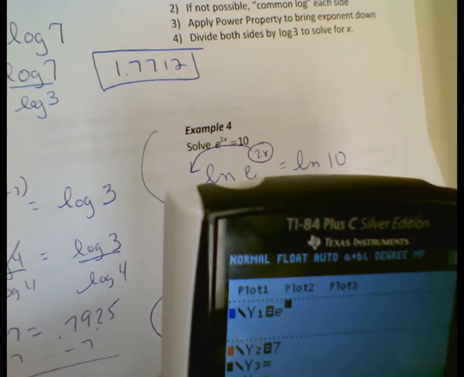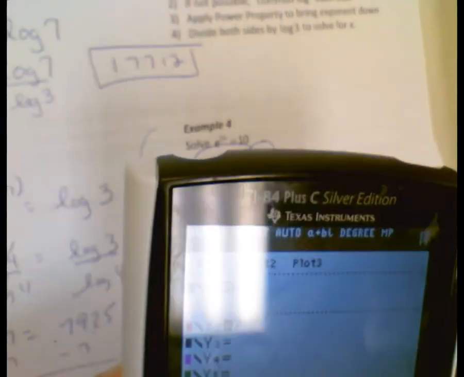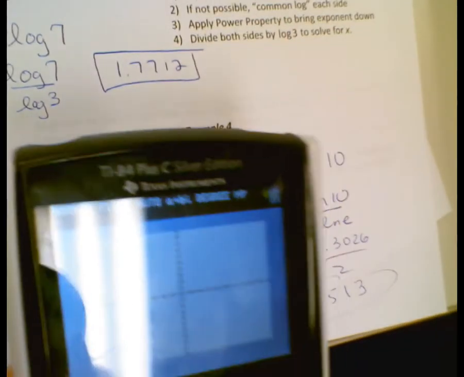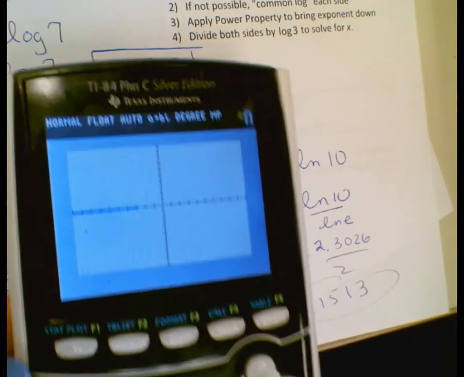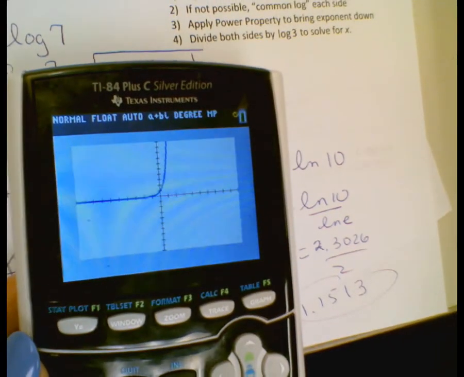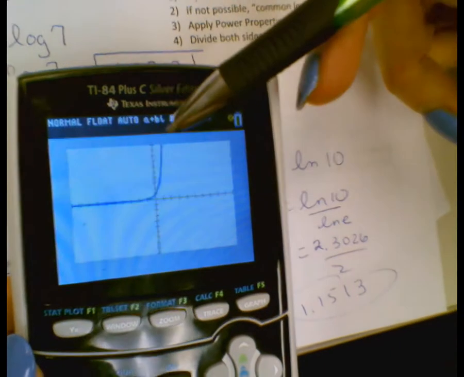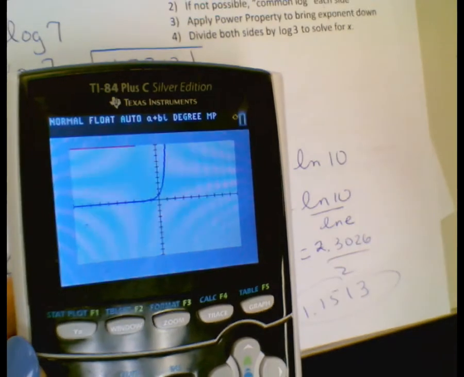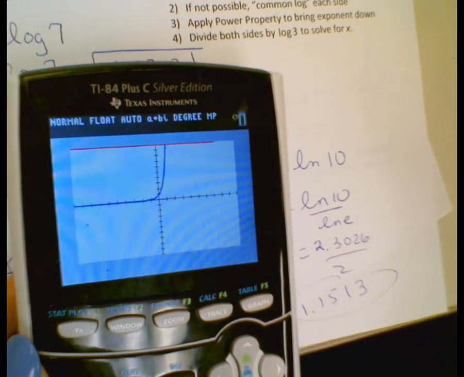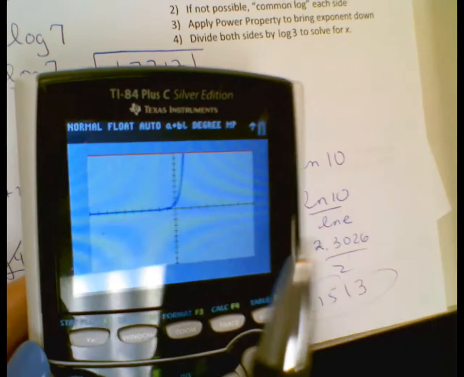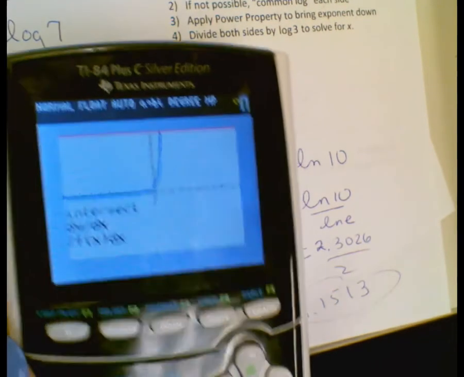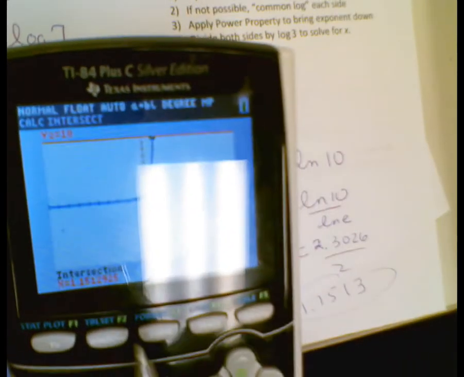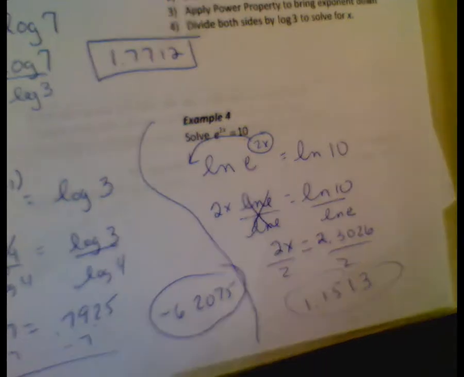If we do this on our calculator, you would press in e to the x. Oh, it's e to the 2x. That's my fault. 2x. And then this one's 10. But you're going to notice that you can't see. This is what you're first going to see is e to the 2x. Now the 10 is going to be way up here. You might not be able to see it. You can barely see it. So I'm not sure if the calculator will read this or not. Let's try. Second, trace, 5, enter, enter, enter. Oh, I guess it was good. 1.1513, there it is.